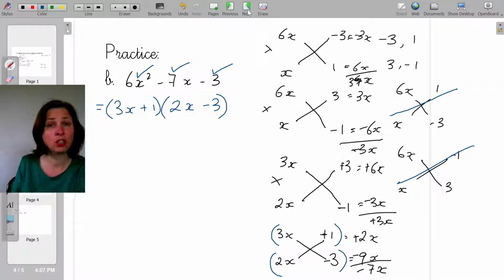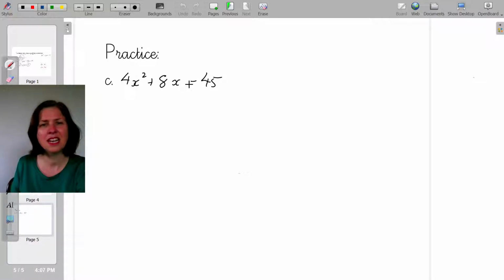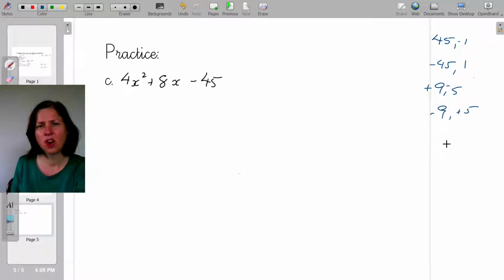I've got one more example to show you. And have a look at this. Negative 45. So let's just quickly look at the combinations here. 45 and 1. And of course, positive and negative, because this is negative. Or it could be 9 and 5, positive 9 and negative 5, or negative 9 and positive 5, or 3 and 15, negative 3 and 15, or 3 and negative 15. There's no other combination. So I've got these and these and these.